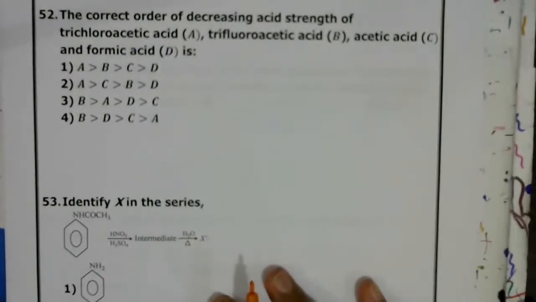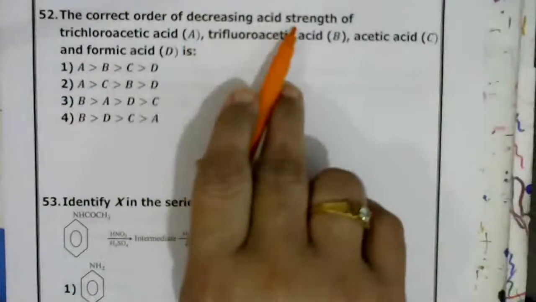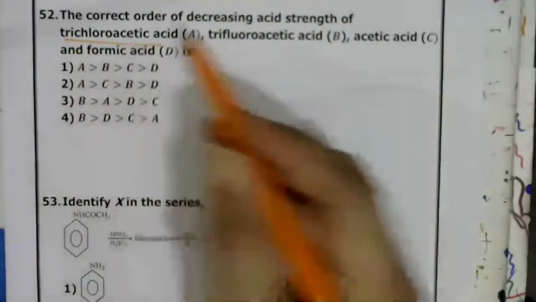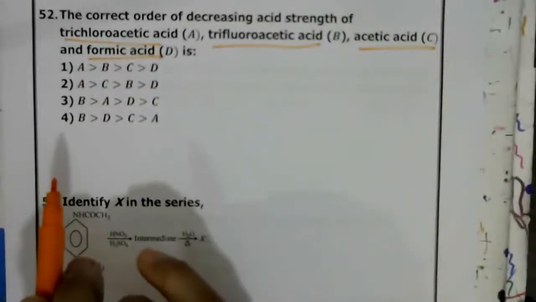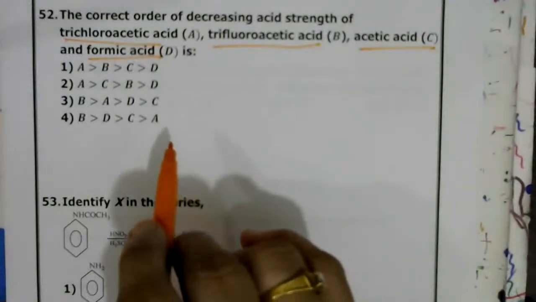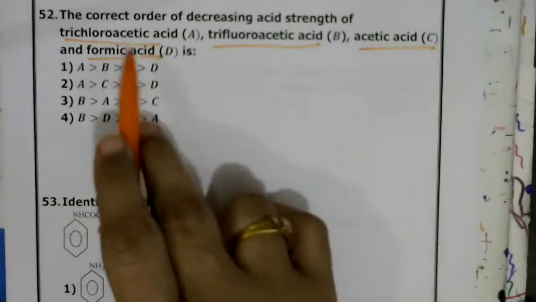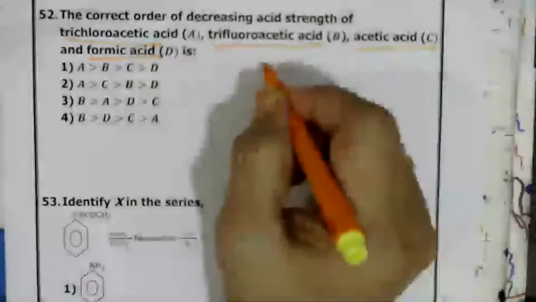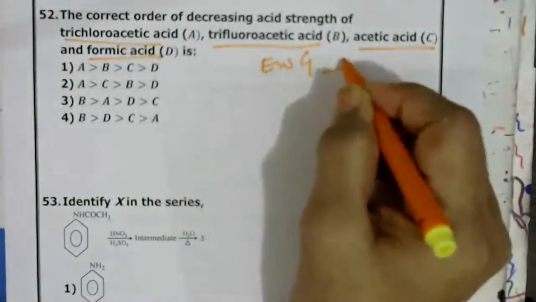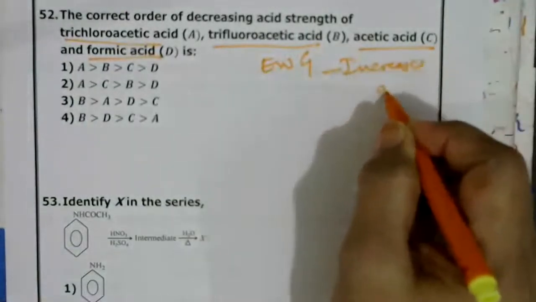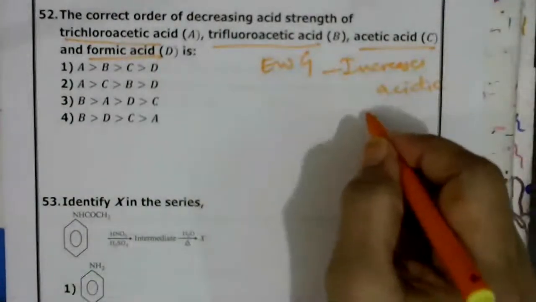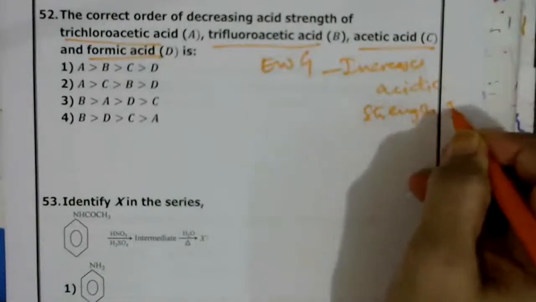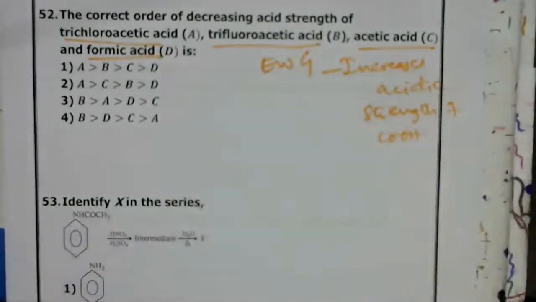Next one. Question number 52. The correct order of decreasing acidic strength of trichloroacetic acid, trifluoroacetic acid, acetic acid, and formic acid. Question number 52, they are asking the correct order of decreasing acidic strength. Remember one thing, electron withdrawing group increases acidic strength of carboxylic acid.